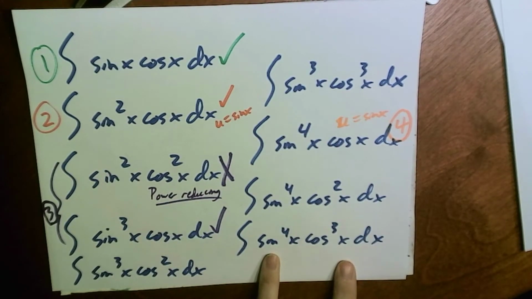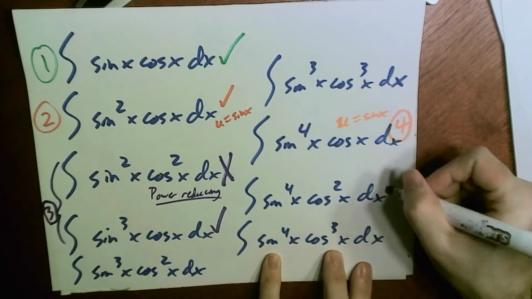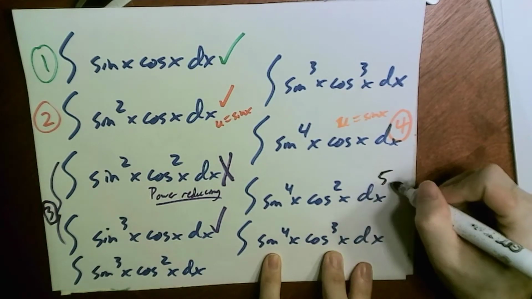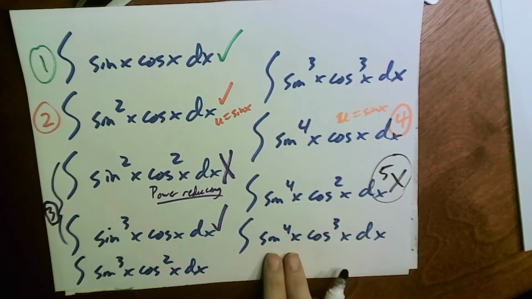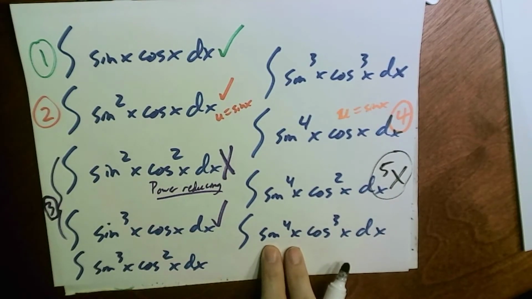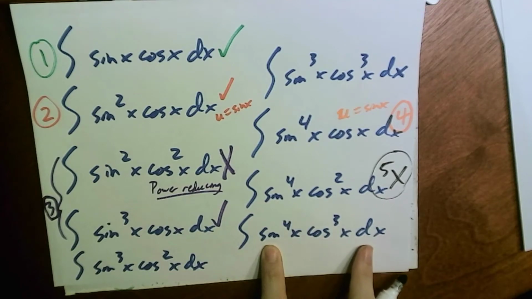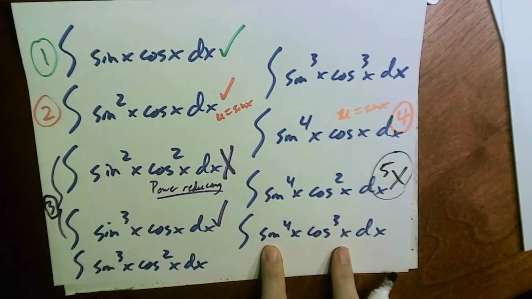Let's think about the last, right? We decided as our fifth decision that this one is bad. If I sub u equals sine, I'll use one of the cosines to get my du, and I'm left with cosine squared. Okay, I can work with that.